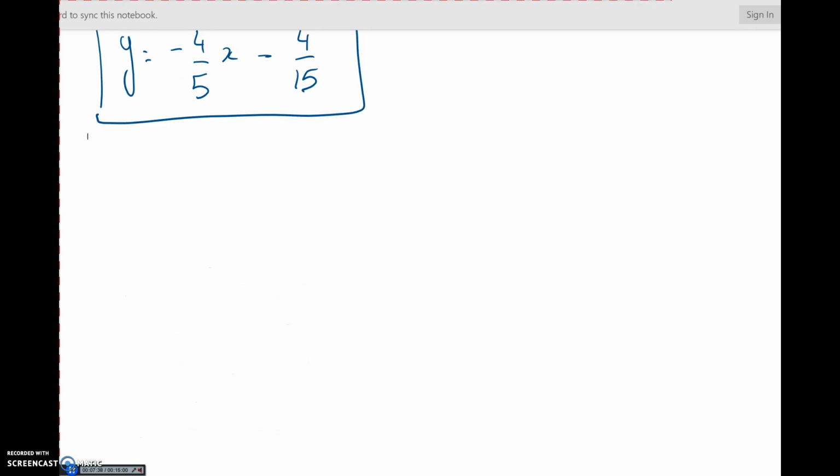So on problem number 1, you have y equals 1 over 4 x plus 1 over 2, and they ask you to write this in standard form. The standard form is ax plus by equals c. So basically it's having x and y on the same side.